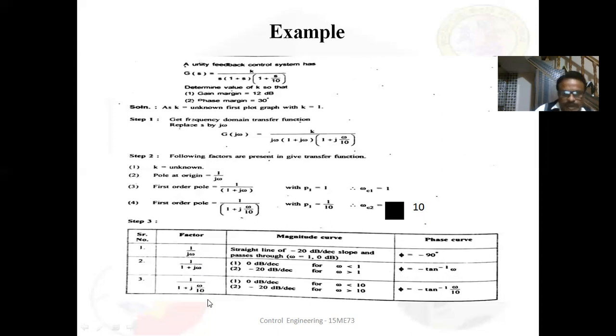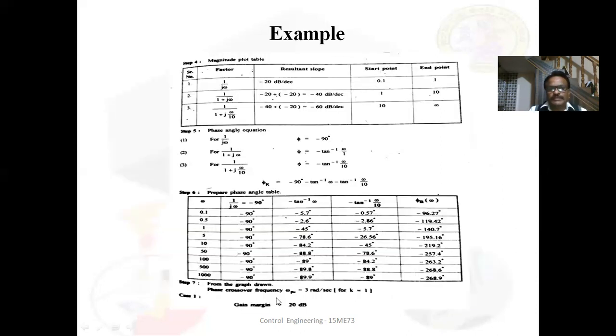Then coming to another factor, 1 by 1 plus j omega by 10. It is 0 dB per decade for omega less than 10, then minus 20 dB per decade for omega greater than 10. The phase curve is tan inverse of imaginary part by real part, that is omega by 10 divided by 1. So that will be minus tan inverse of omega by 10.